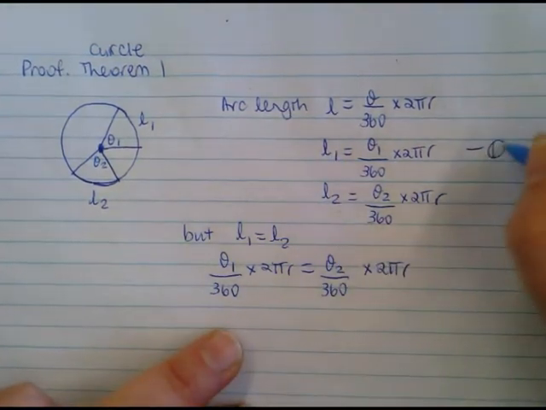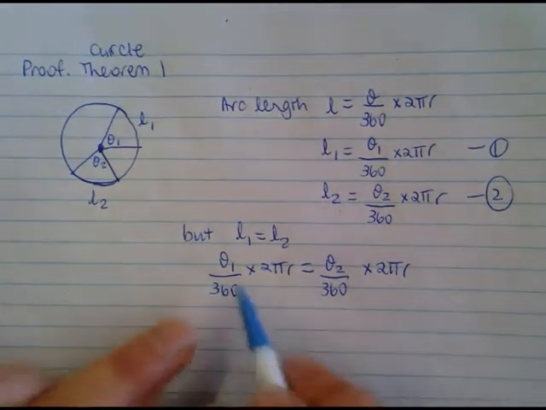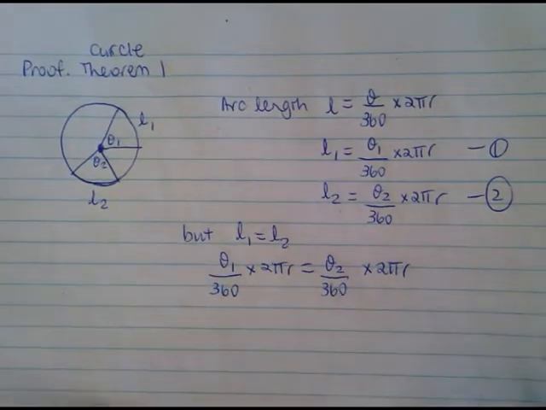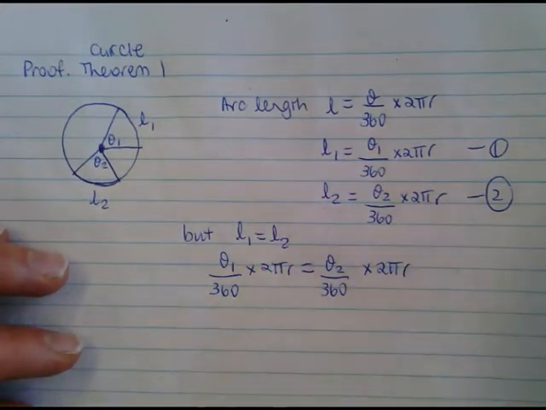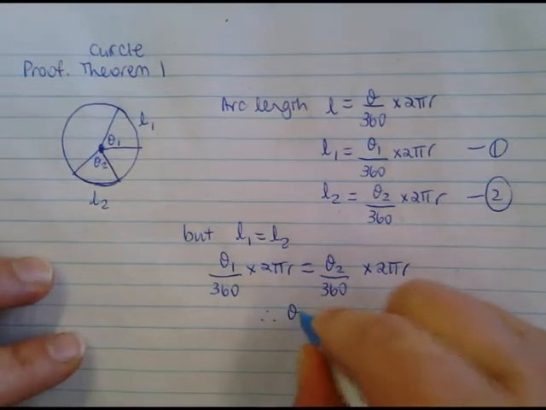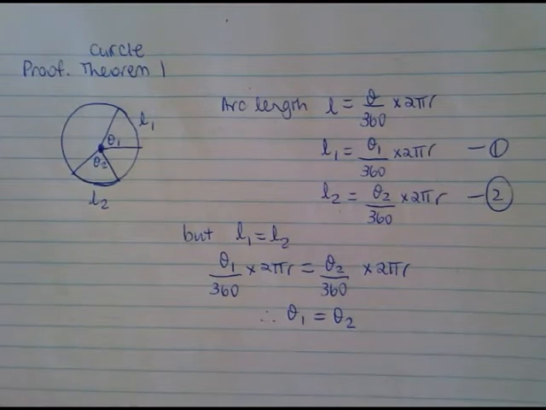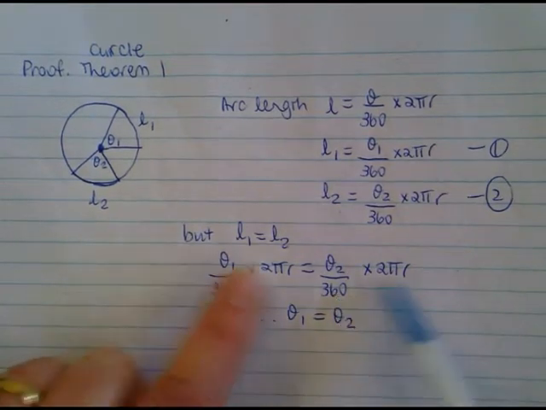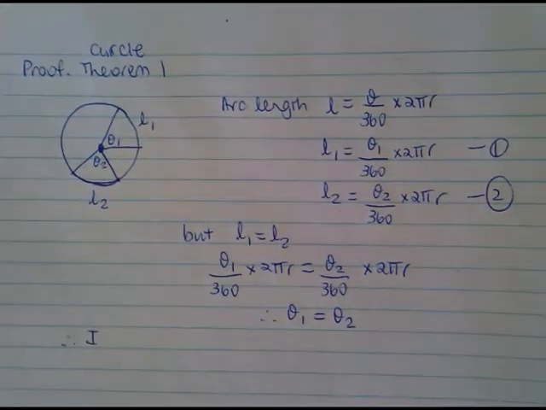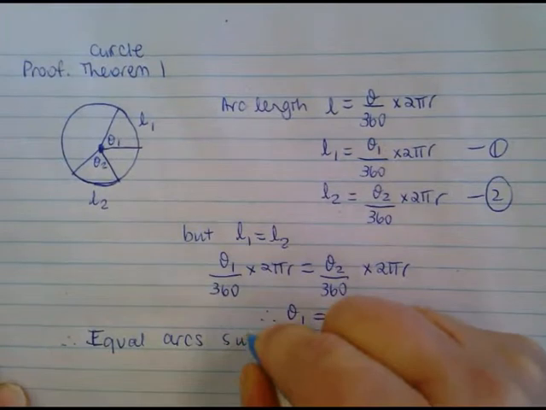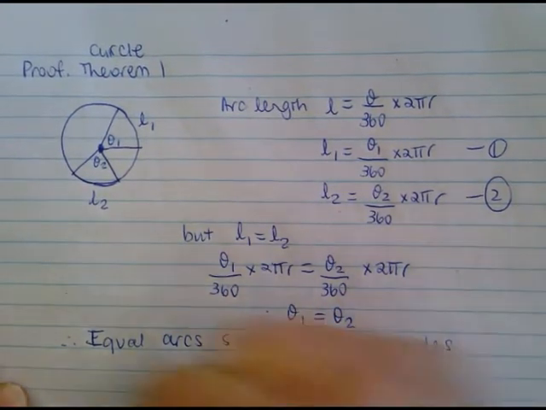So we put equation 1 equal to equation 2, and we get theta 1 over 360 equals that. Now you can divide through by 2 pi r and multiply through by 360. You will get, therefore, theta 1 equals theta 2. So we've proven the theorem, because the 360s are the same and the 2 pi r's are the same. Therefore, arcs subtend equal angles at the center of the circle.